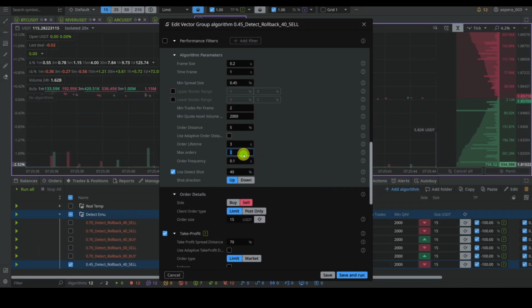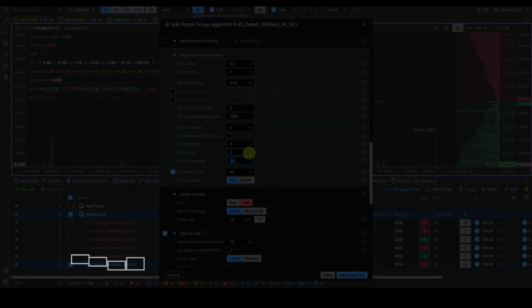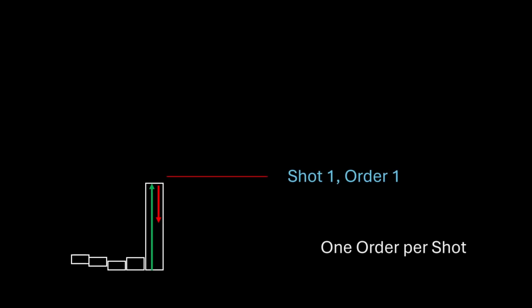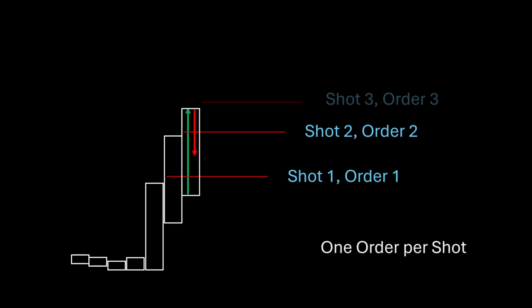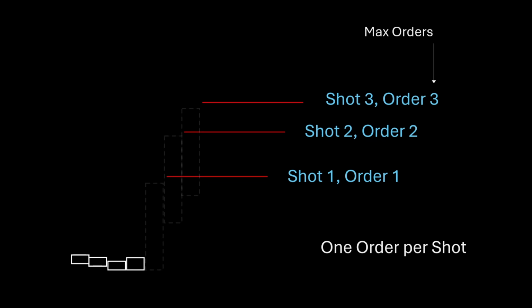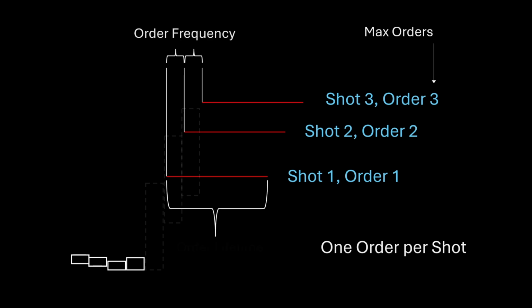Max orders and order frequency still have an effect. The difference is that you'll get only one order per shot. Multiple orders are possible if there are multiple shots in a row, up to the specified maximum number of orders. And no matter how numerous or how frequent the shots are, orders will not be placed sooner than the specified order frequency. Order lifetime works exactly the same and is equally as important as in regular vector.